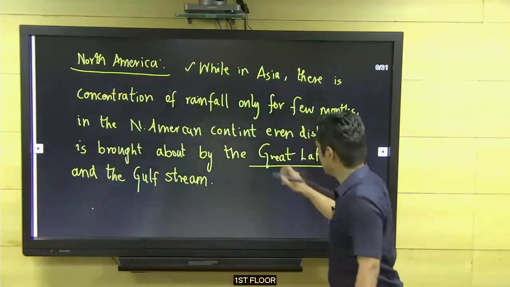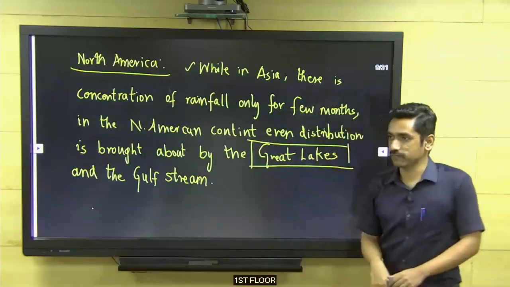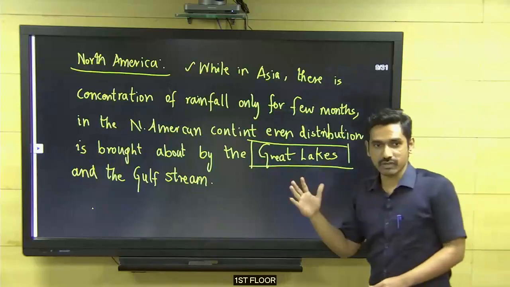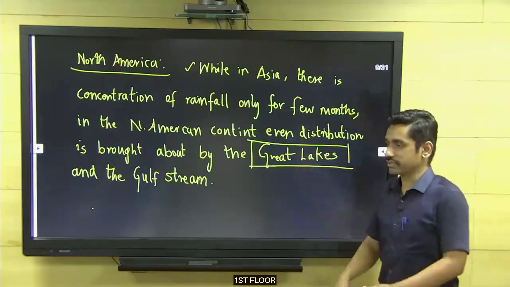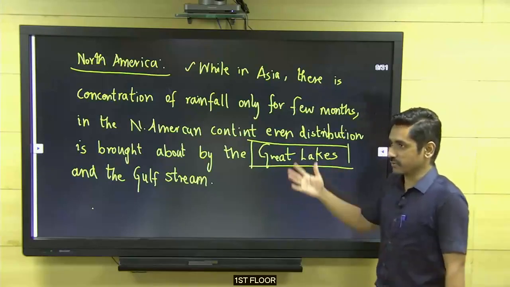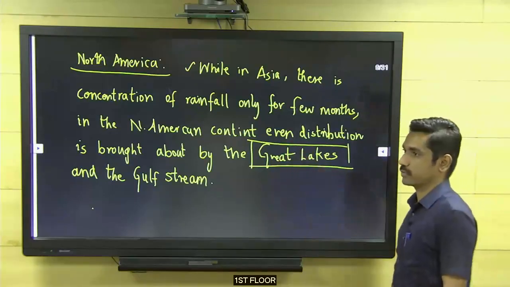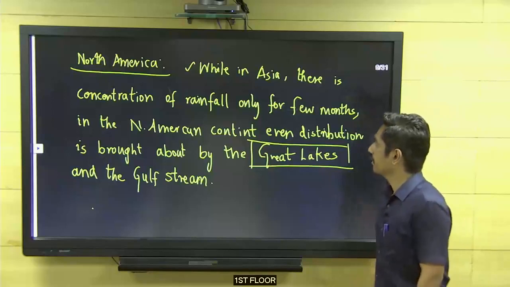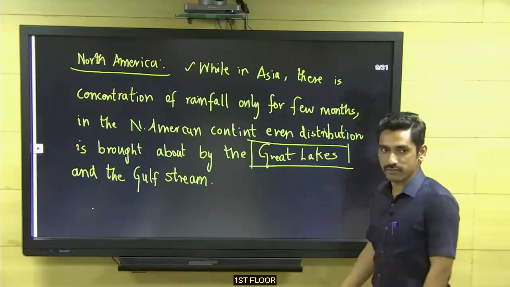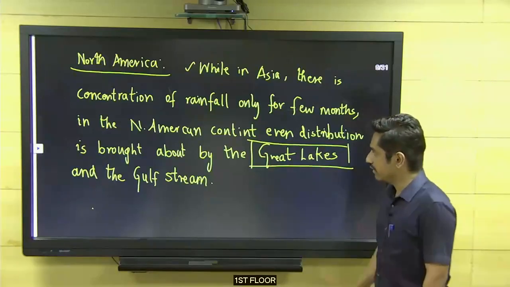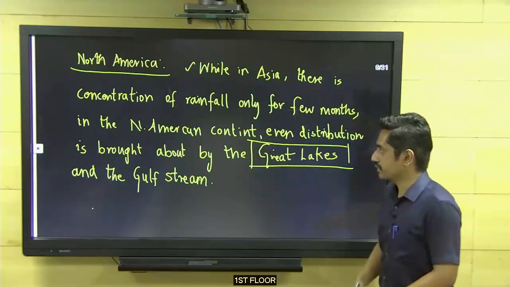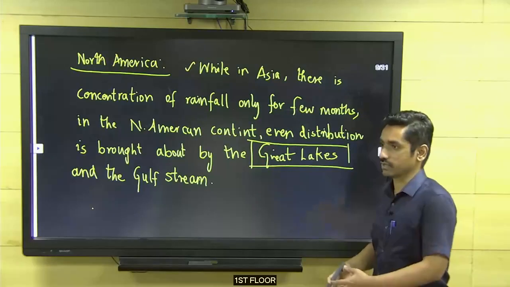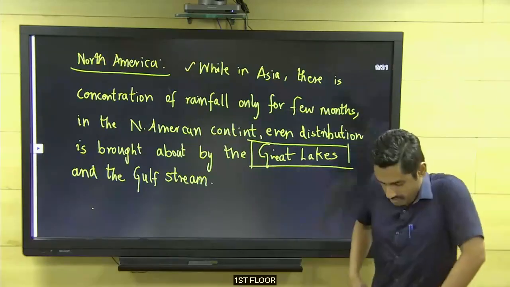The Great Lakes itself will be sufficient for you to understand. Usually when I mention five fingers, people automatically think about Pangong Tso Lake because that was frequently in the news, but yes, these are the five Great Lakes, so it is applicable here too. While in Asia, there is concentration of rainfall only for a few months of the year. In the North American continent, even distribution is brought about by the Great Lakes and the Gulf Stream. Gulf Stream we will reserve, no problem.